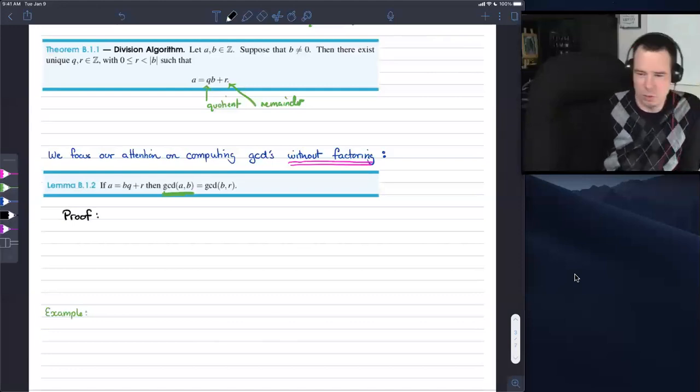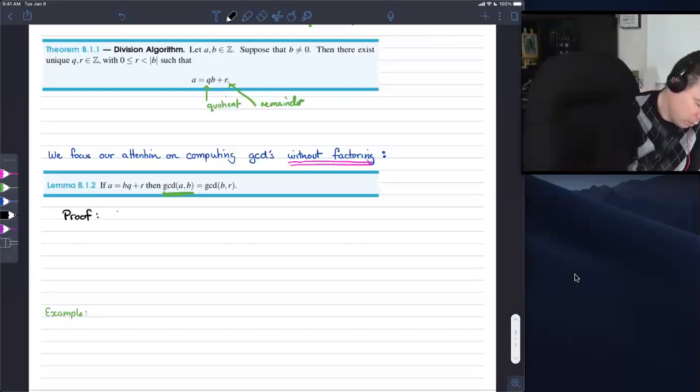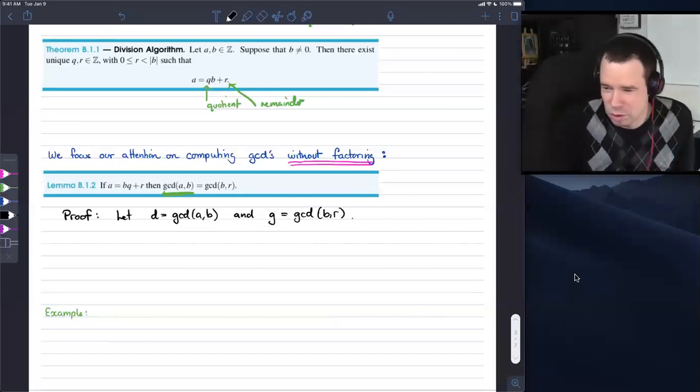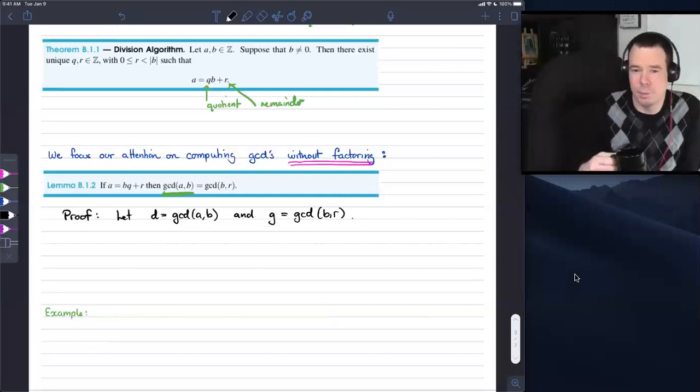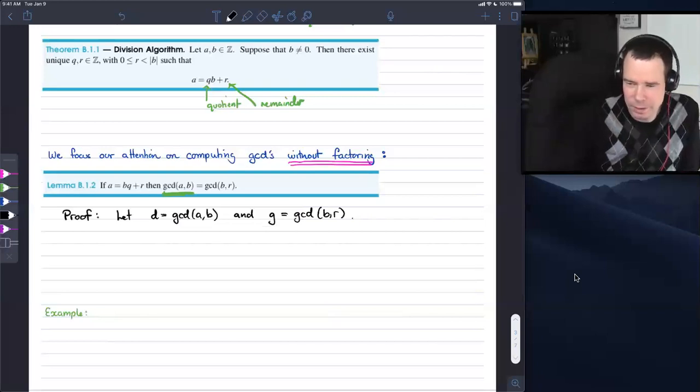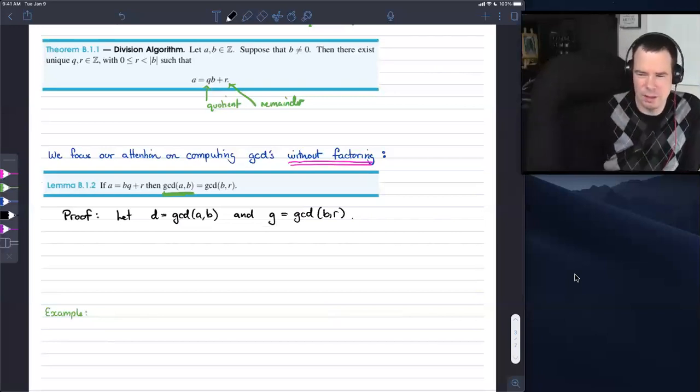So in order to prove this result, I want to show that the GCD of A and B is the same as the GCD of B and R. What we'll do is let D be the GCD of A and B, and G be the GCD of B and R. So let's just call those GCDs something. Our ultimate goal is to show that D and G are the same number. So D is equal to G. That's our goal.